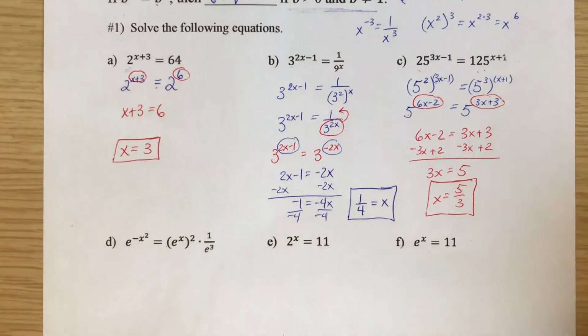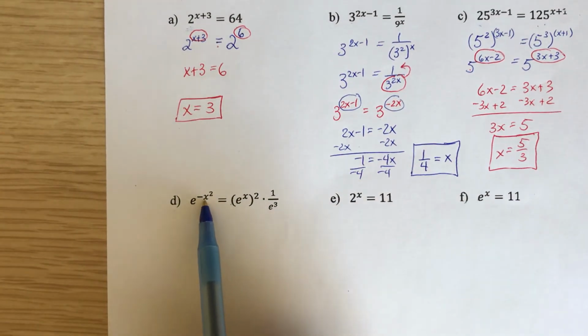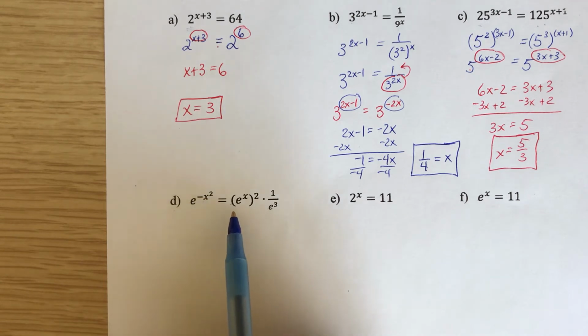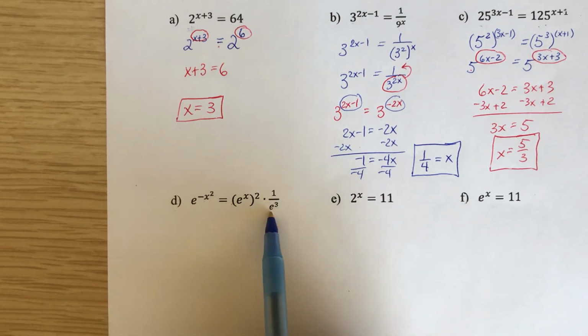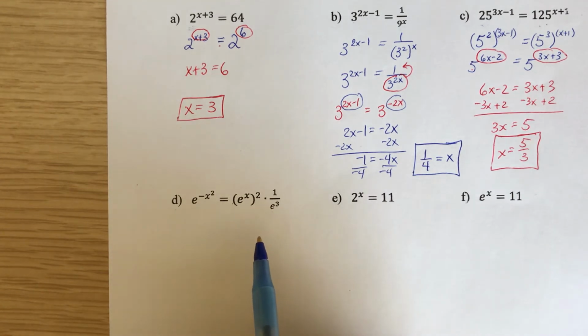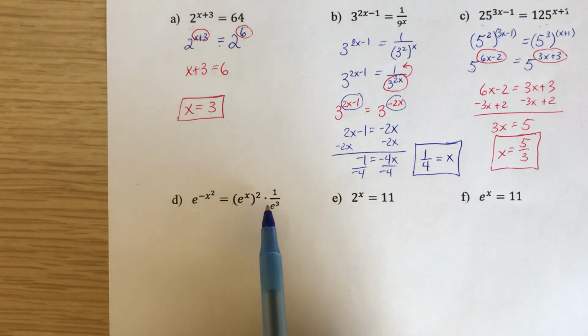So now let's look at a couple more examples that may be a little bit more complicated here. Part D, e raised to the negative x squared equals e raised to the x raised to the second power, and then times 1 over e raised to the third power. Now something about this problem is the bases are all e's. So that's actually good. The problem is that we need to have one expression on the left side and one expression on the right side. This here is not simplified. So we want to simplify this to get one expression, e raised to something.